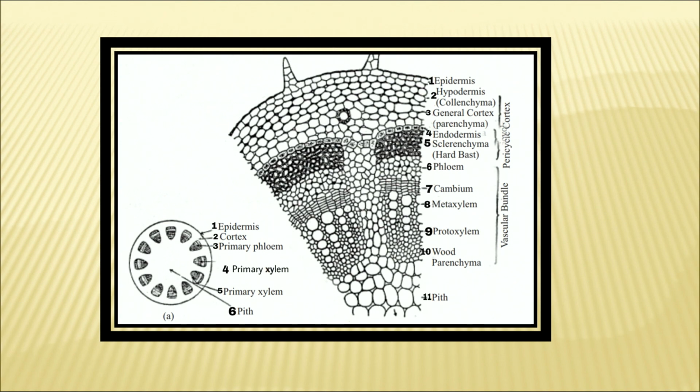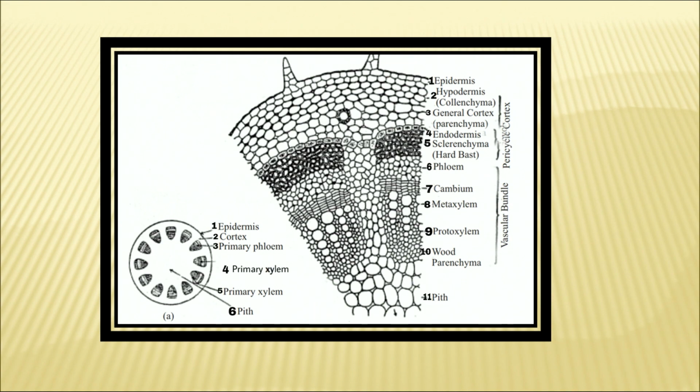Then number 2 is the hypodermis. Hypodermis is a few thin-layered cells below the epidermis. So, epidermis is the outermost covering, and the scales you are seeing are multicellular hair-like projections. You remember, in case of roots we have unicellular hairs, but in case of stem we have multicellular. You can see the division of cells, and so many cells make one scale. Then number 3 is the general cortex, or the soft tissue, or the parenchyma.